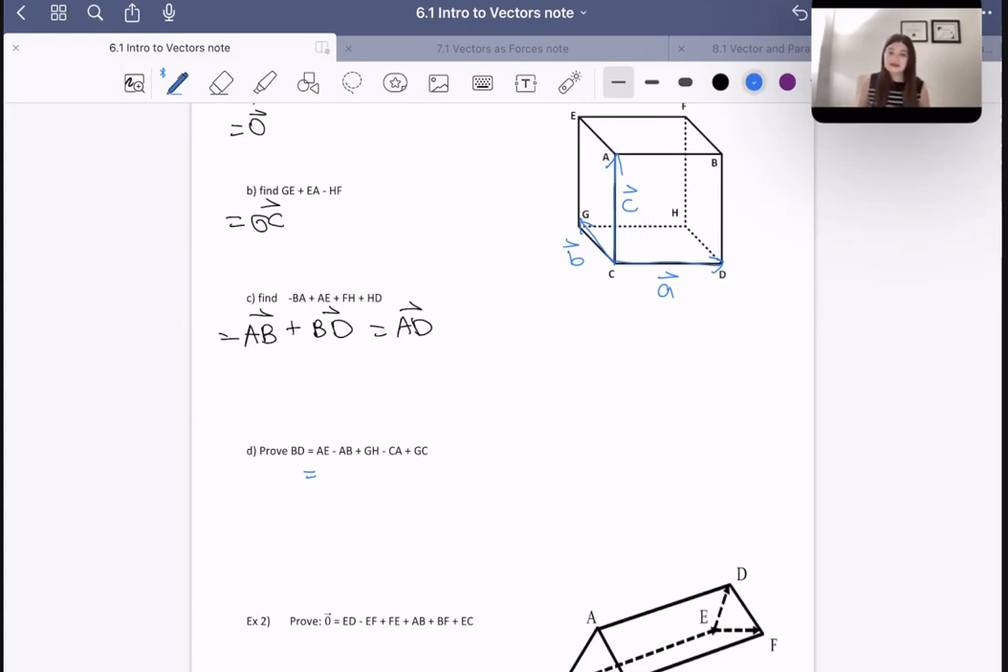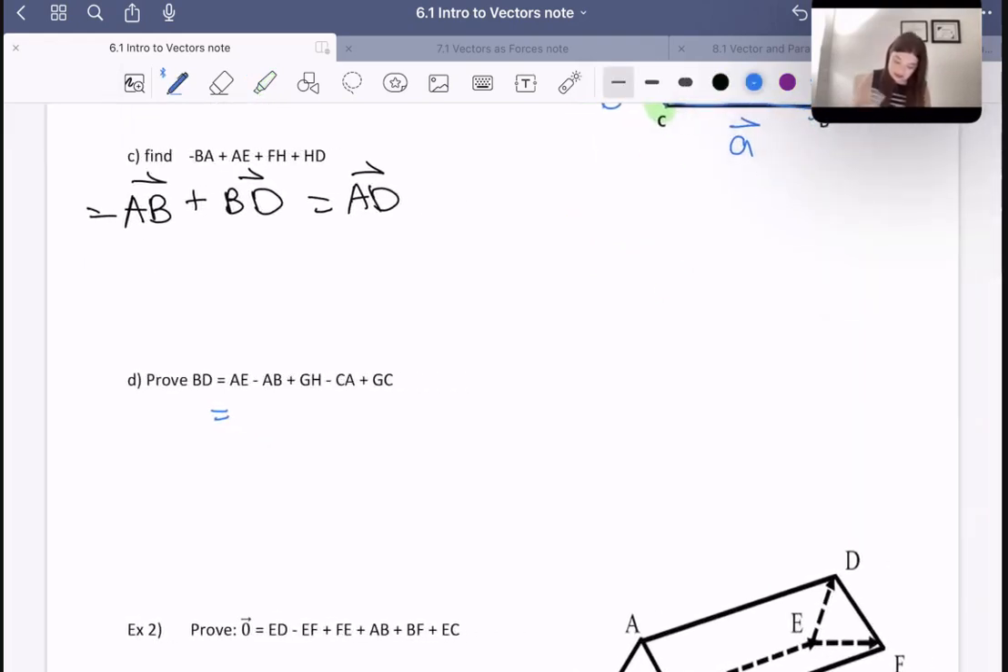So I'm going to say, okay, well, AE is really this one, right? And that's the same thing as CG, right? That's the same as this one. So I'm going to switch it to CG. So CG minus AB plus GH minus CA plus GC. So that's going to be my first step.